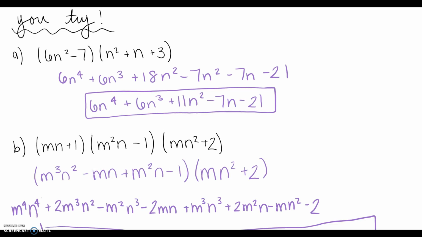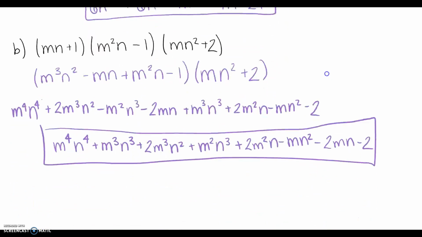Alright, so looking at letter A, when you distribute your 6n's and your negative 7 and combine like terms, your final polynomial should be 6n to the 4th plus 6n cubed plus 11n squared minus 7n minus 21.